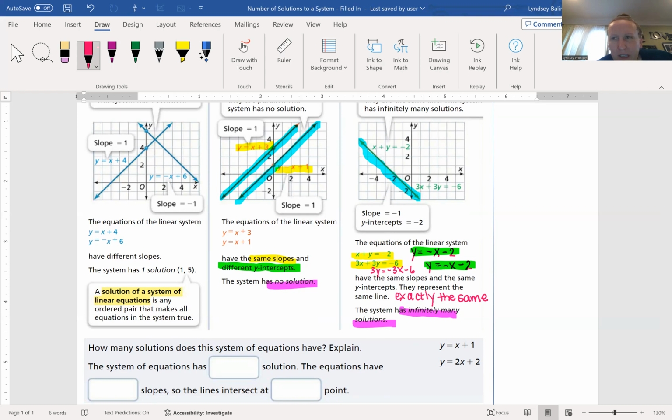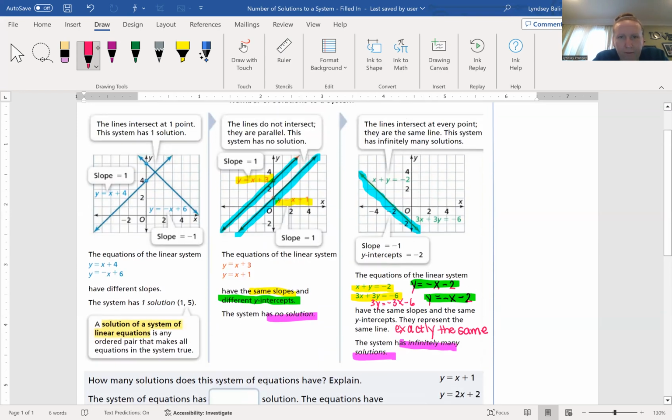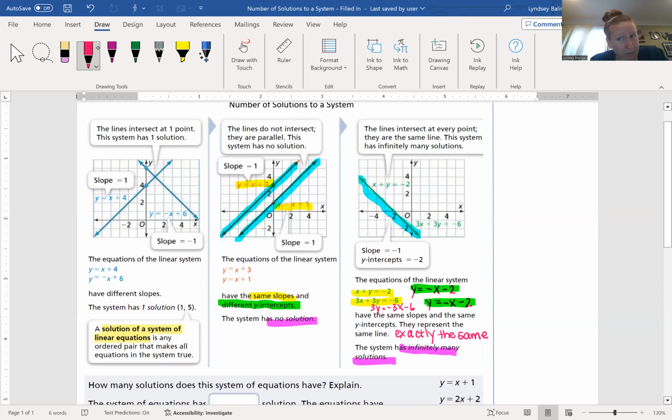Okay, so just to recap so far, our middle graph, we talked about our parallel lines, same slope, different y-intercepts. For our infinitely many solutions, they were exactly the same slope and same y-intercepts. Any other time, if the slopes are different, there's only going to be one answer, because they're not going to be parallel if they have different slopes, and they are not going to be the same line if they have different slopes.